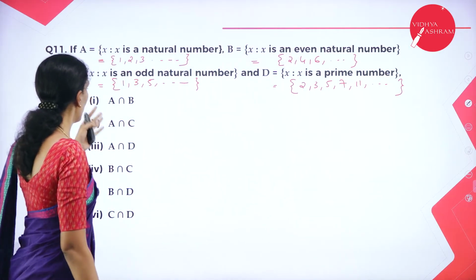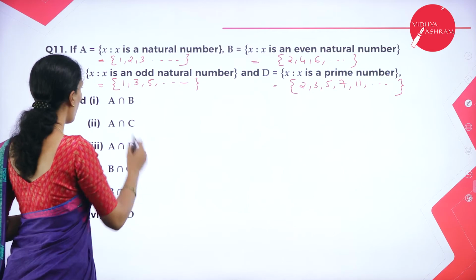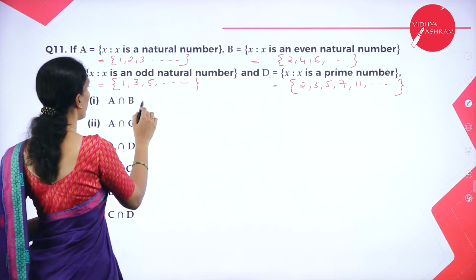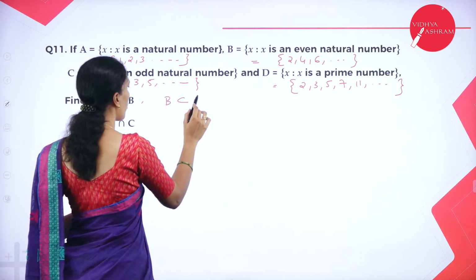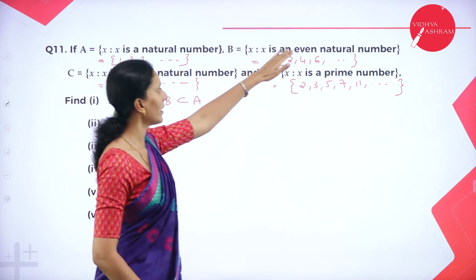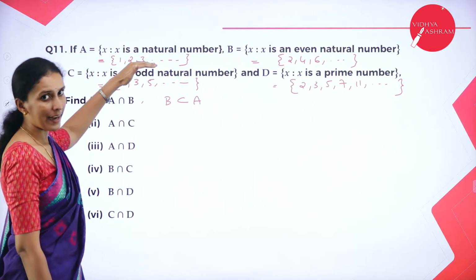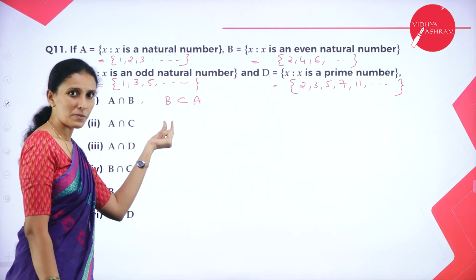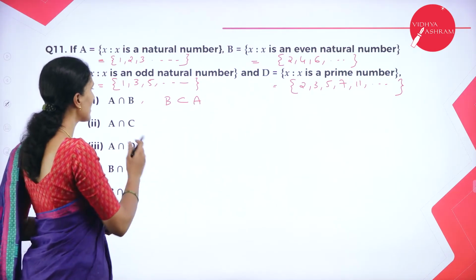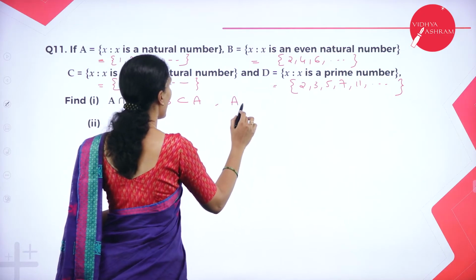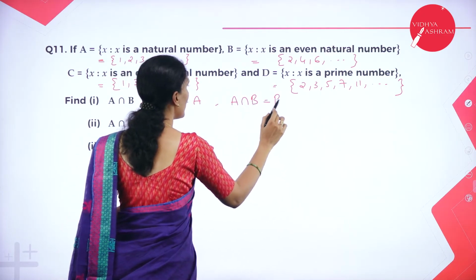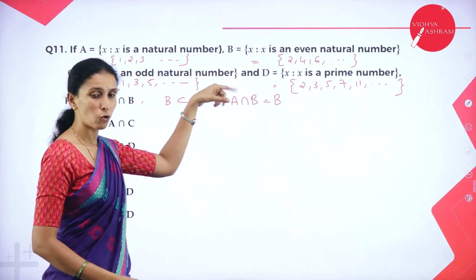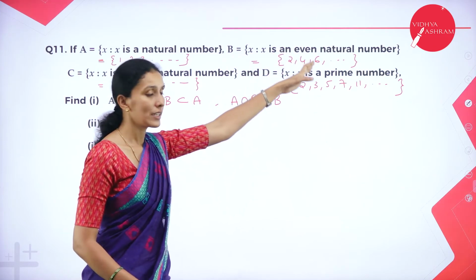Now we'll see these operations on intersection. What is A intersection B? Clearly here B is a subset of A, correct? All the even natural numbers are contained in natural numbers. So whenever you are intersecting the subset and the set, what is your answer? Your answer, that is A intersection B, is B again. The only common elements you will get from these two sets are 2, 4, 6 again.